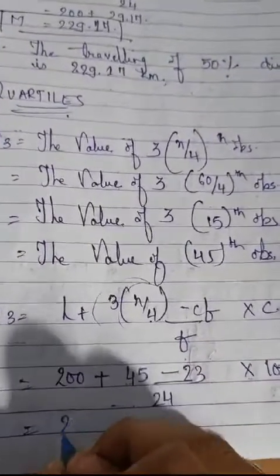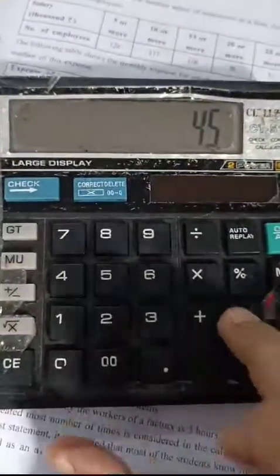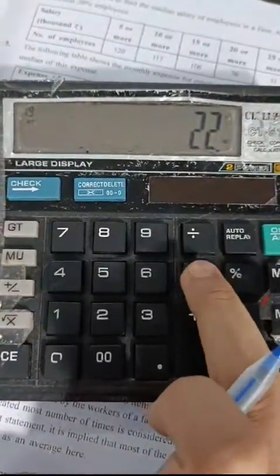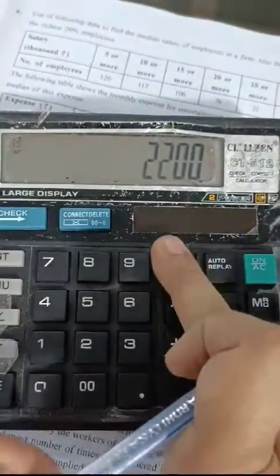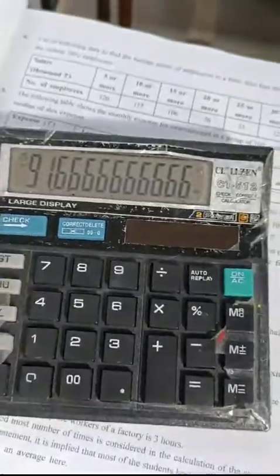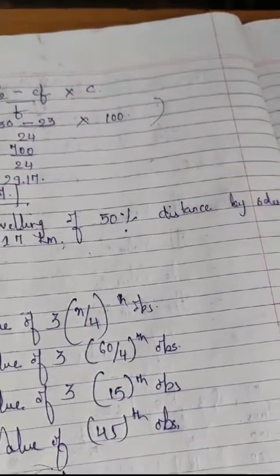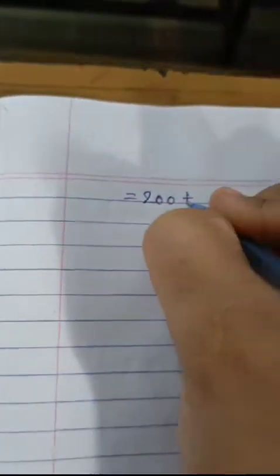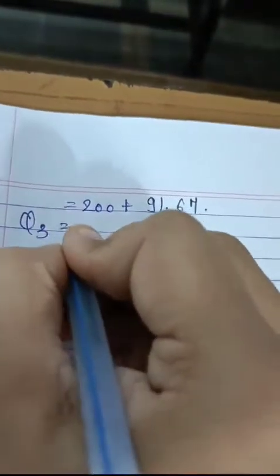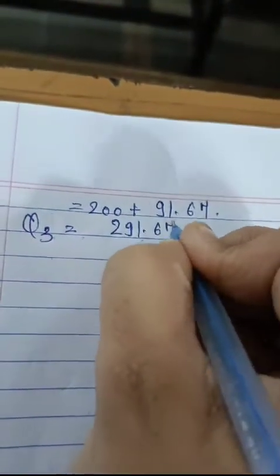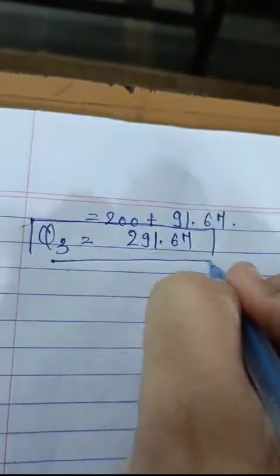Okay, so here 200 plus 45 minus 23, 45 minus 23 into 100, that is 2200, divide by 24, so that is 91.67. Okay, what we are going to write? 200 plus 91.67. So our Q3 is 291.67 kilometer distance travelled by a salesman.